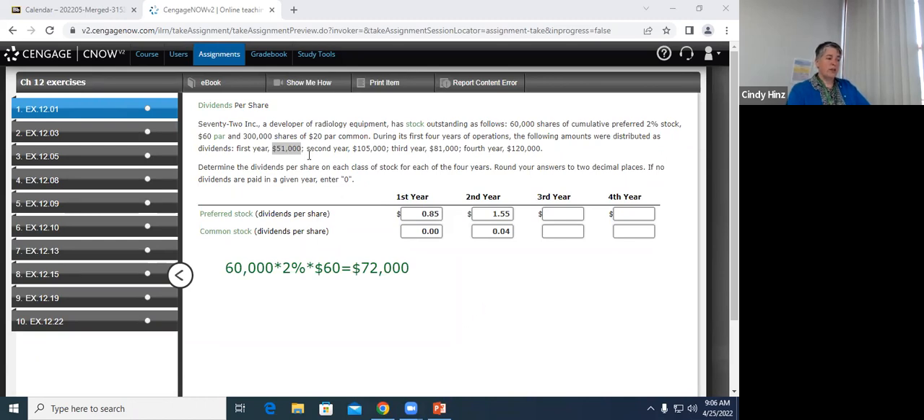So in the first year, they declared only $51,000. That meant that $21,000 in dividends in arrears carried over to year two. In year two, then, they paid the $21,000 that had carried over from year one as dividends in arrears, plus the $72,000 that was for year two's full dividend. So a total of $93,000 was paid to the preferred shareholders. That equates to $1.55 per share.